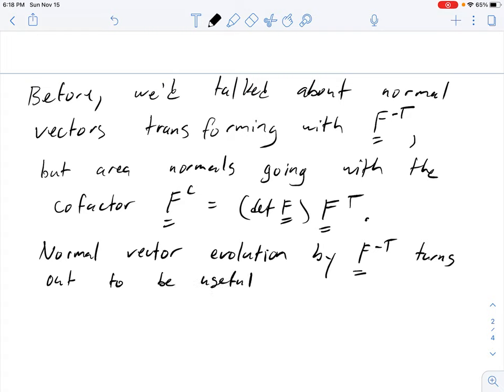And it turns out to be useful in the sense that it is dual to tangent convection. So if F convects as tangent and G convects as normal, then their inner product is not going to vary with time.